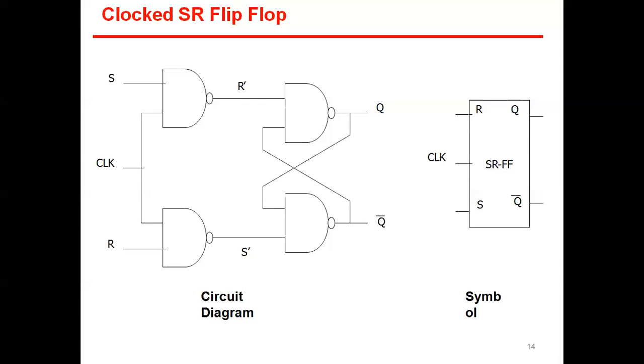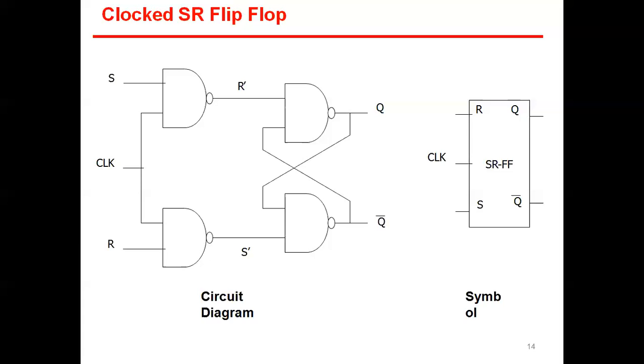The output of an SR latch used to change instantly in response to any change made at the input, but this does not happen with the gated SR latch. For this circuit, the change in output will take place if and only if the clock is made active.